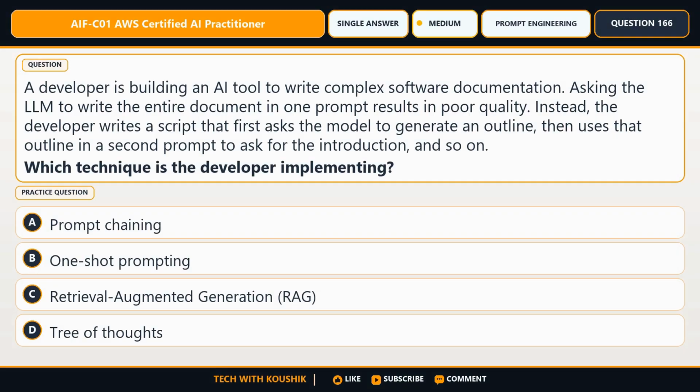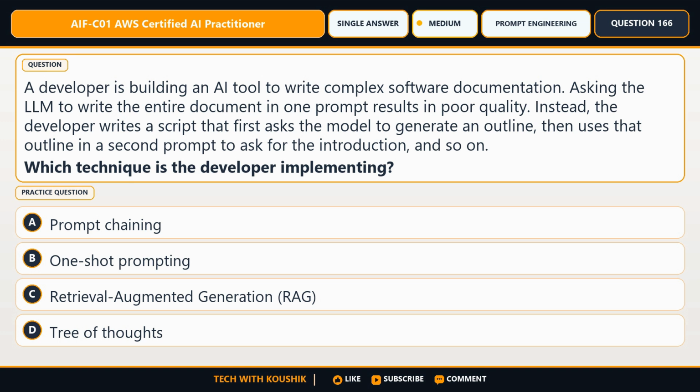Let's break down question number 166. Read the scenario with the target outcome in mind. A developer is building an AI tool to write complex software documentation. Asking the LLM to write the entire document in one prompt results in poor quality.